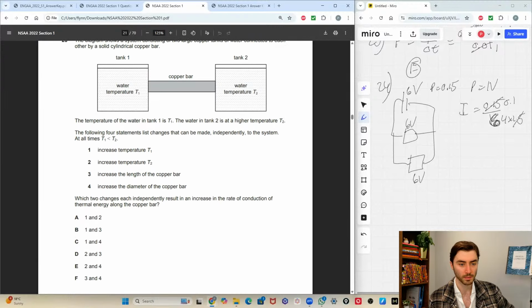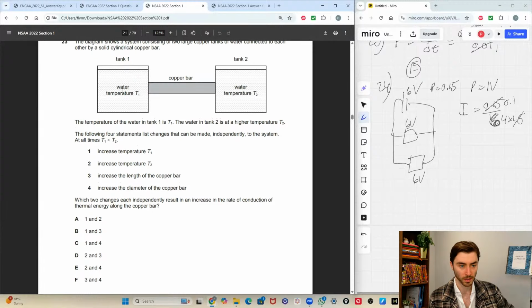Okay, the force statements: changes can be made to the system at all times. This is the cold one. Which two changes give an increased rate of conduction? You increase the rate of conduction by increasing the temperature gradient. So if you increase T1, that decreases it, so no. If you increase T2, that does increase it, so 2 is correct.